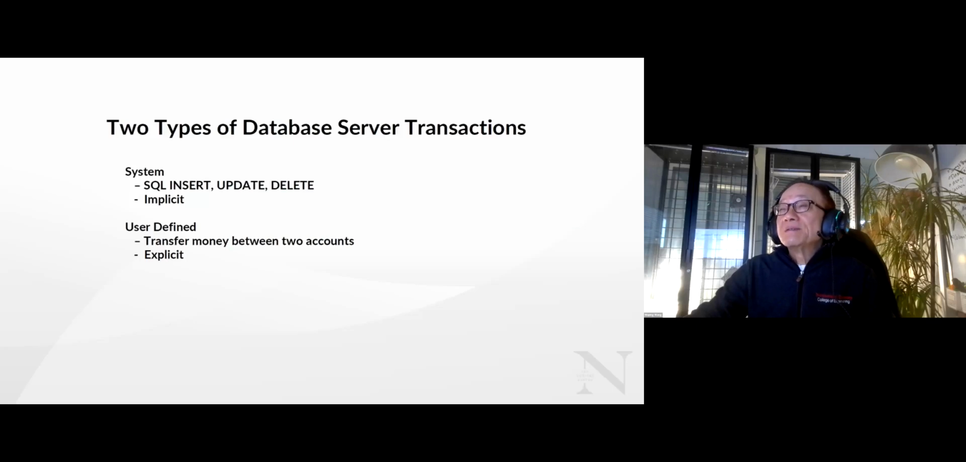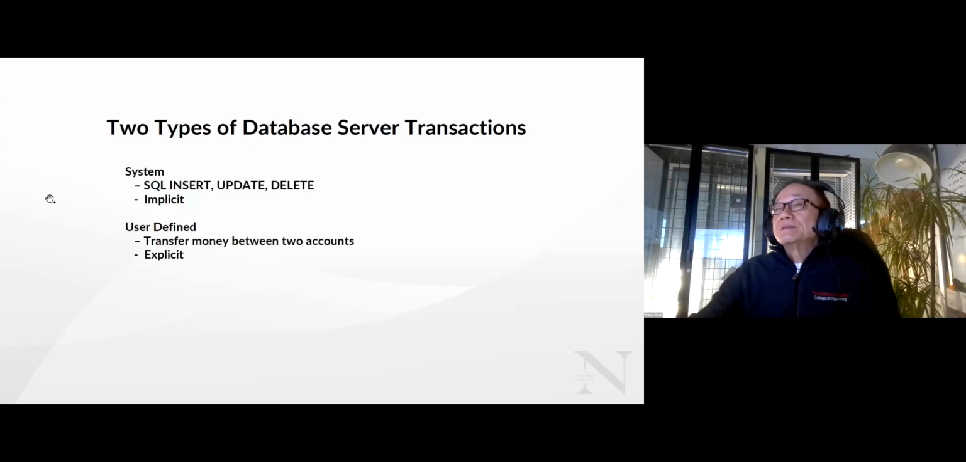Generally speaking, there are two types of database server transactions. We have the system transactions and also user-defined transactions. The user-defined transactions are usually defined by developers.